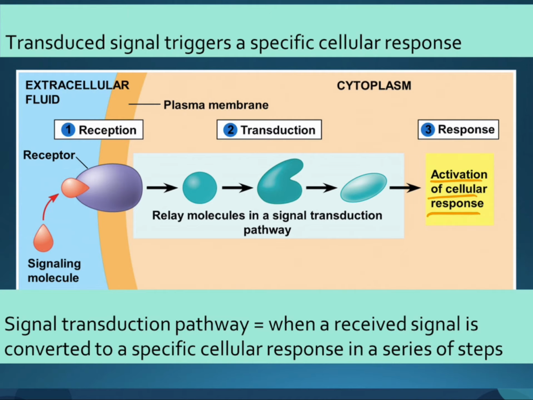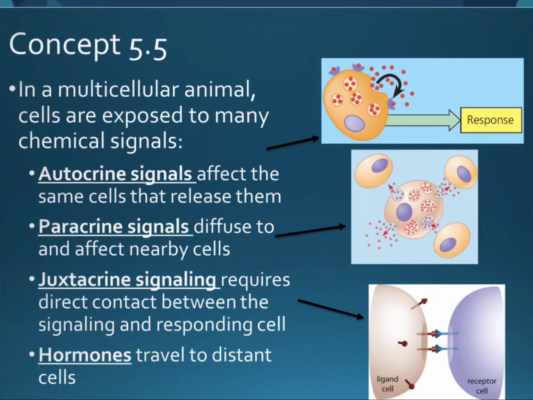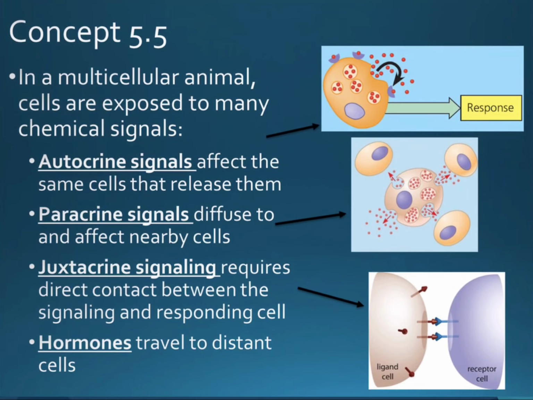The signal transduction pathway is when a received signal is converted to a specific cellular response in a series of steps. In a multicellular animal, cells are exposed to many chemical signals, and there are different types you're going to have to know. Autocrine signals affect the same cells that release them. In this one, the cell is releasing little ligands, and those ligands are received by its own receptors.